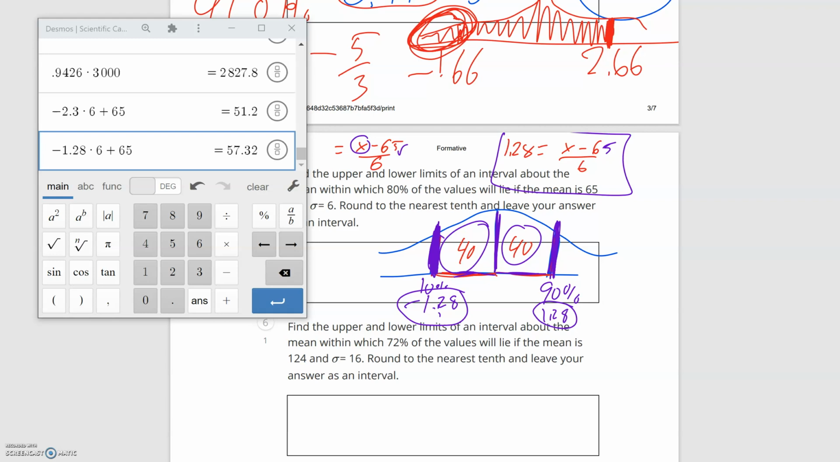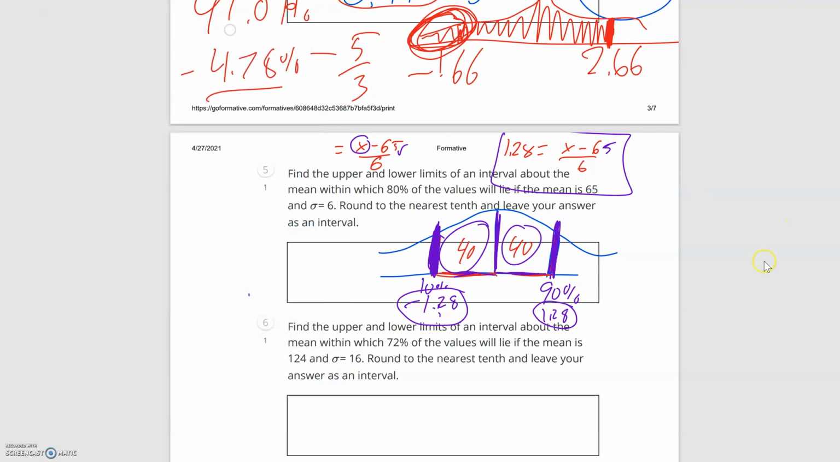So I'll write it in interval notation. I'm going to use brackets here, so 57.2, a comma, and 72.3, and that right there would be my interval. And that's really all you're doing.